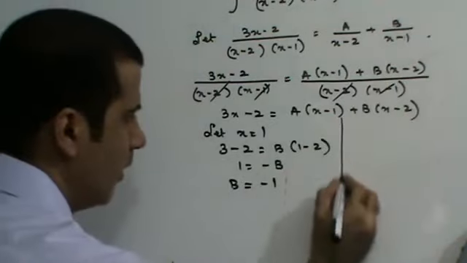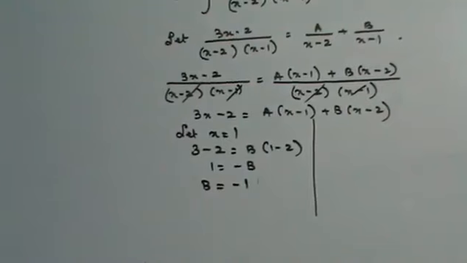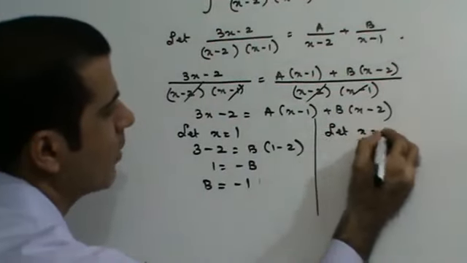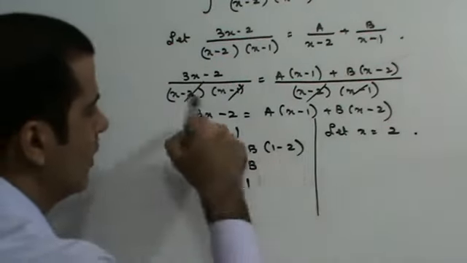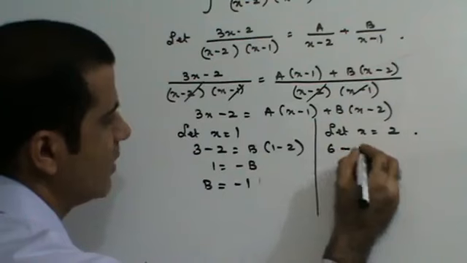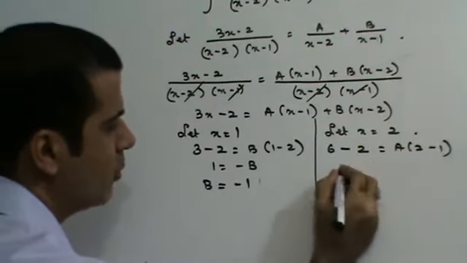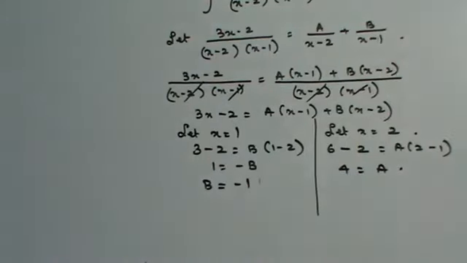Let's see another thing. Now I want to make the second bracket 0. If I want to make that bracket 0, what should I assume the value of x? I'll assume the value of x to be 2. 2 minus 2 is 0. So in that case, 3 2s are 6 minus 2 is a into 2 minus 1. So 4 is equal to a. Thus I get the values of a and b.